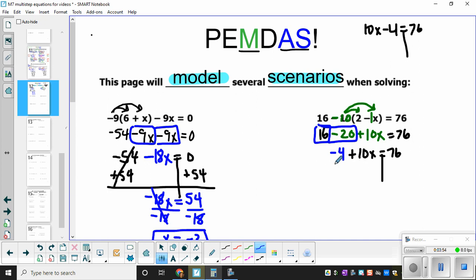So if this is the constant, the -4, I'm going to add 4 to both sides. This cancels out, and I'm going to bring down my 10x. And here, 76 plus 4 would be an 80. So when we divide both sides by 10, 80 divided by 10 is 8. So for this one, we get x equals 8.